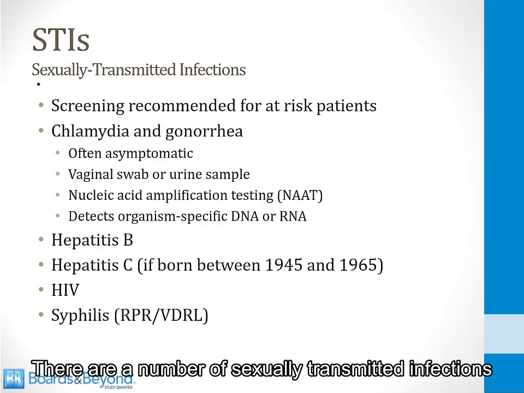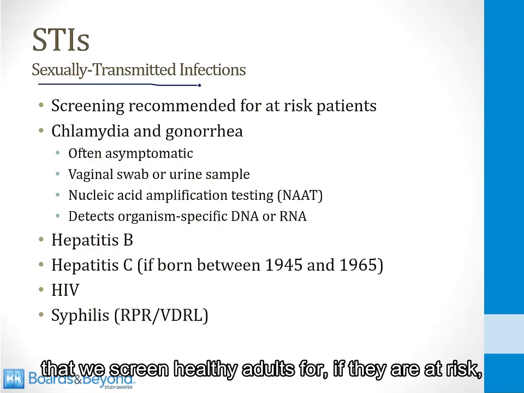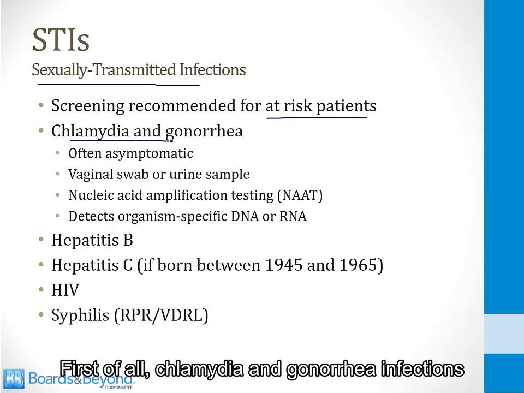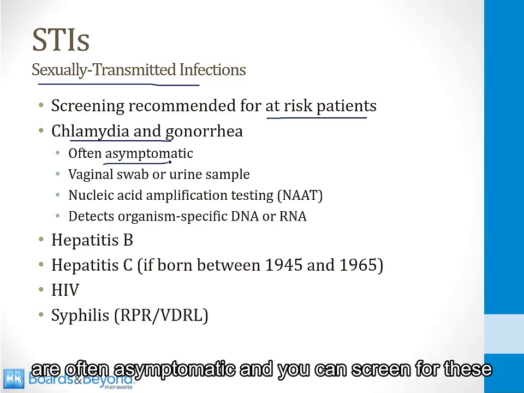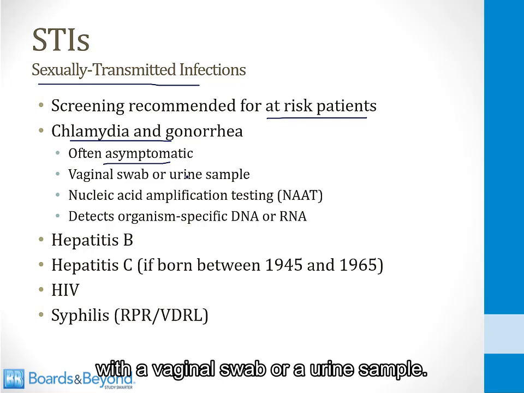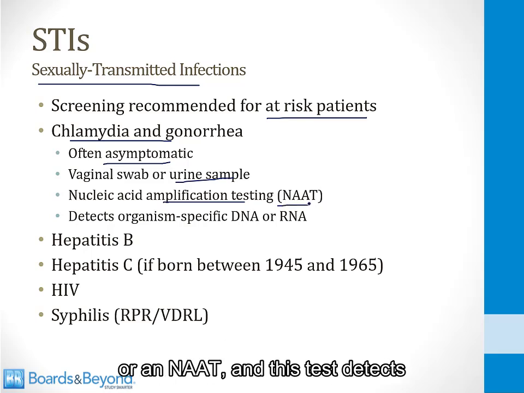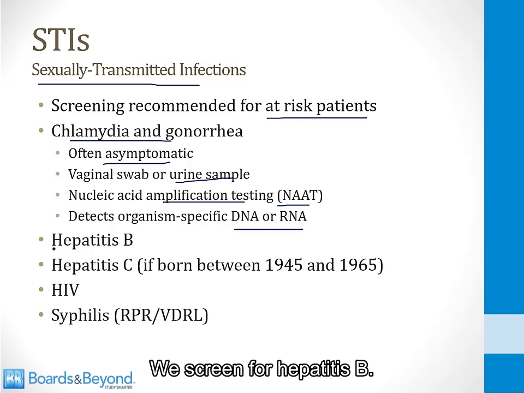There are a number of sexually transmitted infections that we screen healthy adults for if they are at risk, meaning if they are sexually active. First of all, chlamydia and gonorrhea infections are often asymptomatic, and you can screen for these with a vaginal swab or a urine sample. There is something called a nucleic acid amplification test, or an NAAT, and this test detects organism-specific DNA or RNA. We screen for hepatitis B.